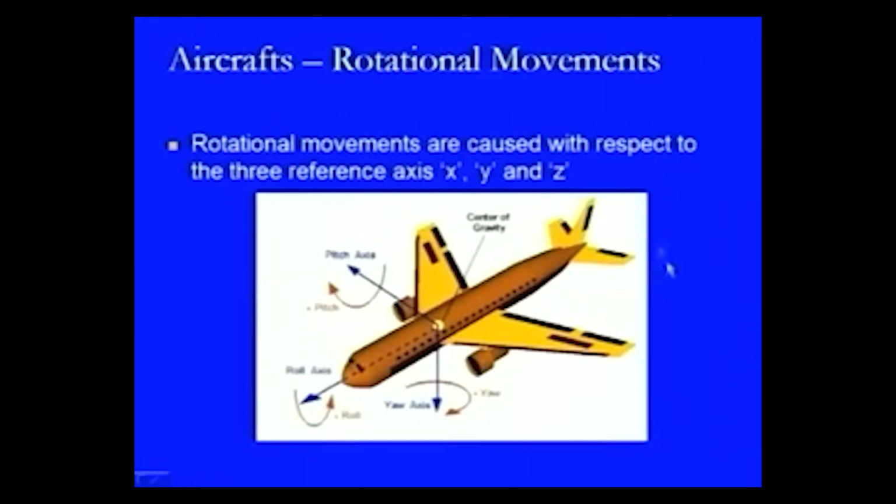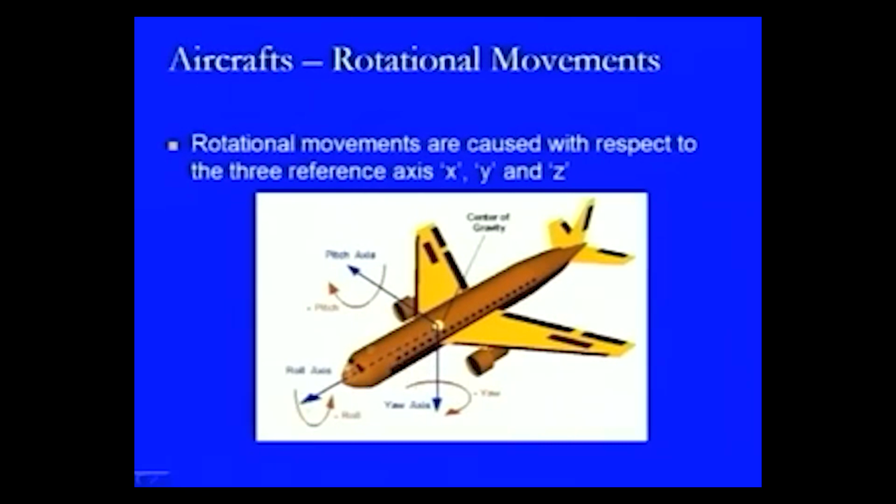This is a diagram which is trying to depict all the axes as being noted, that is, this is the x axis, then this is the y axis, and then this is the z axis, and there is a center of gravity of this aircraft somewhere here. So, all the axes are coming out of this particular point. Now, with respect to these axes, there can be different types of movements of this aircraft.